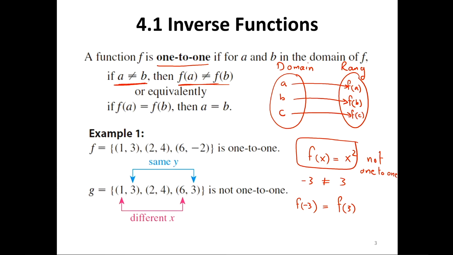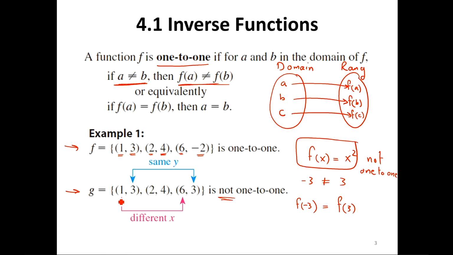If we need to check one-to-one in pairs of points like this, in f and g, look at it. We have x-coordinates 1, 2, 6 and y-coordinates 3, 4, and -2. These are different. So each value in the domain has a separate value in the codomain or the range. Okay, but g is not one-to-one.